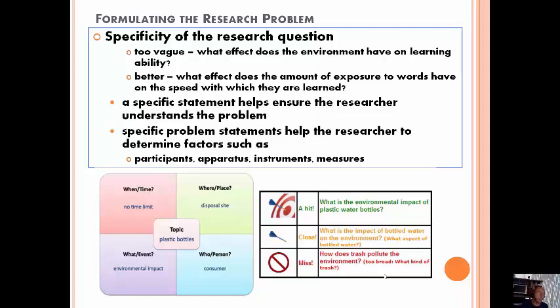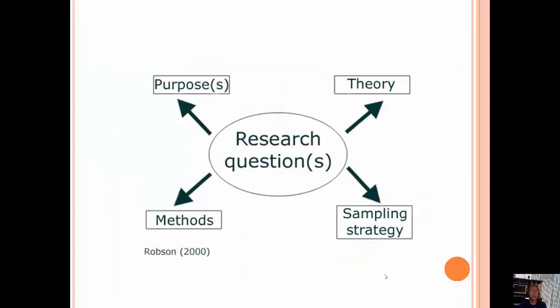Then we have to ask, what's the topic? Plastic water bottles. The consumer? Who? What? Environmental impact. When and time. No time limit. Where? Disposal sites, or the ocean. Then that enters yet another broad example of what's the impact of plastic water bottles in the ocean. Huge, huge areas. Be very, very careful, again, in specificity in research questions. So, research questions: purpose, theory, sampling strategy, methods.